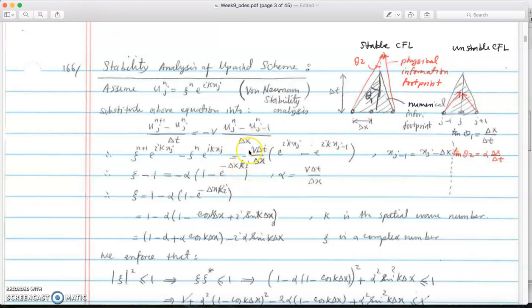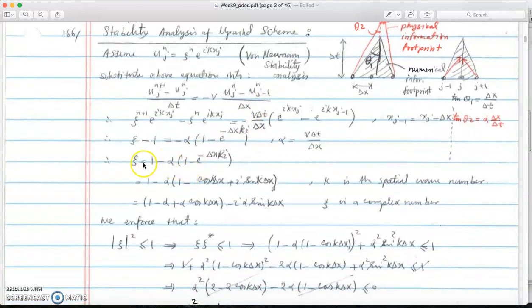Now let's rename v delta t over del x as alpha. Then we can rewrite this equation like so. C is equal to 1 minus alpha times 1 minus exponential of del x times k times I. Alright, the goal is to find xc and see how xc changes with respect to position, or maybe with respect to time. So we're going to solve for xc here.